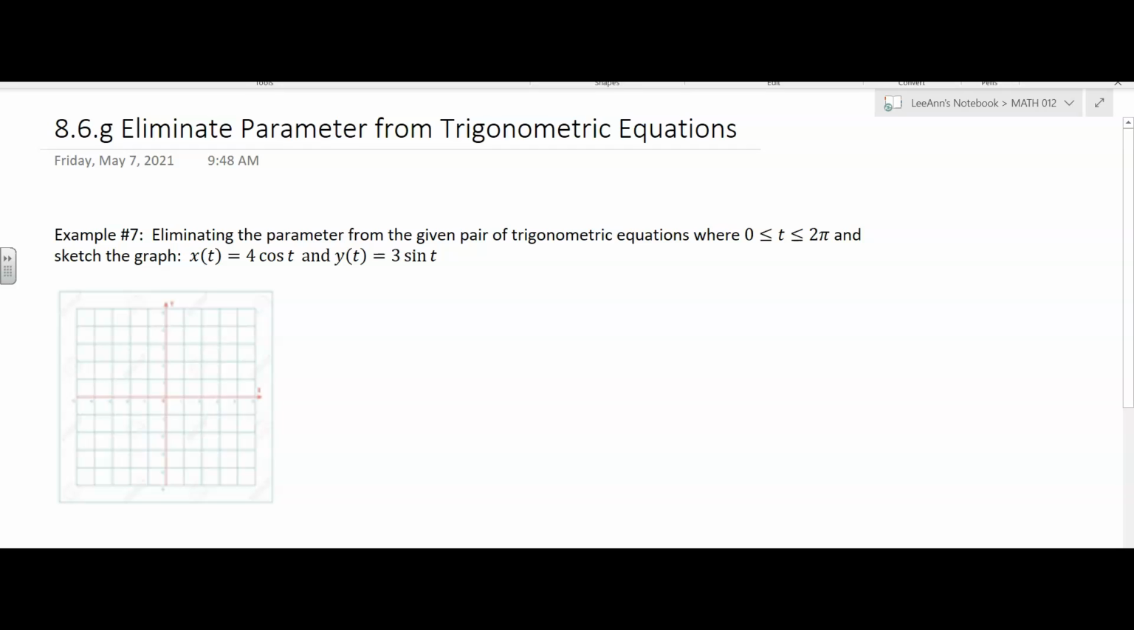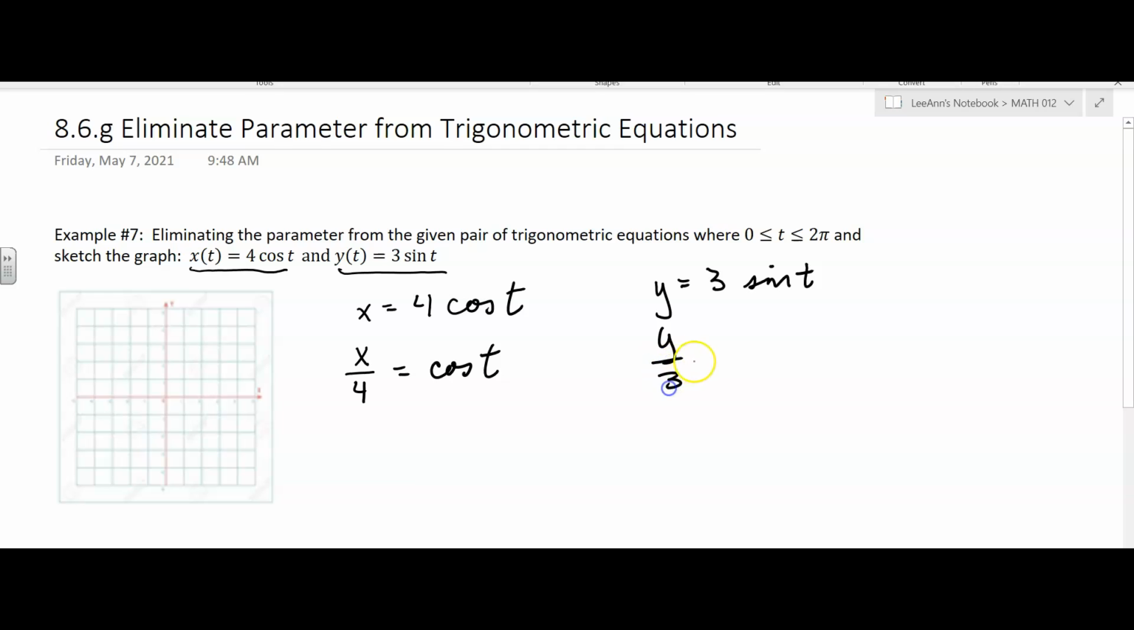So here we have one with parametric equations that we're going to eliminate, and they are trigonometric parametric equations. Okay, so we're saying x equals 4 cosine t. This one's going to be kind of interesting. So you get x over 4 equals cosine t. And then on the other one, you're going to have y equals 3 sine t, or y over 3 equals sine t.